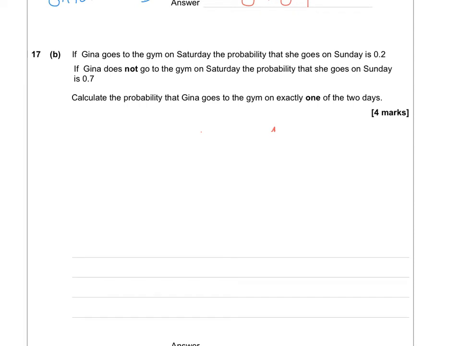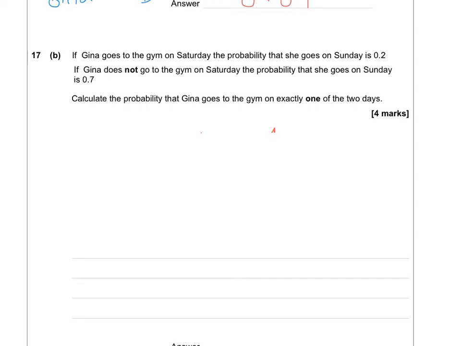Part B. If Gina goes to the gym on Saturday, the probability that she goes on Sunday is 0.2. If she does not go to the gym on Saturday, the probability that she goes on Sunday is 0.7. Calculate the probability that Gina goes to the gym on exactly one of the 2 days.